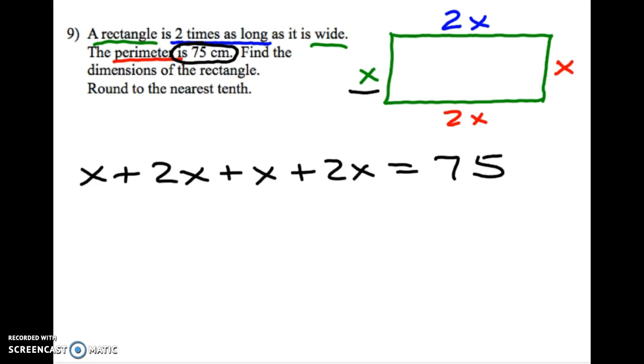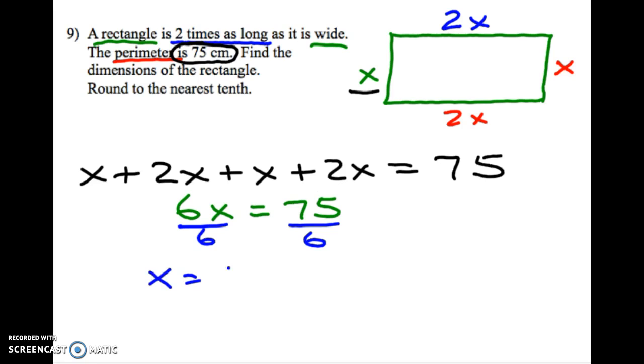Like we did when we were solving the other problems, we want to combine like terms. So if we add the x, 2x, x, and 2x, we should get 6x. At this point, we should be able to divide by the 6. We find out x is going to be 12.5.